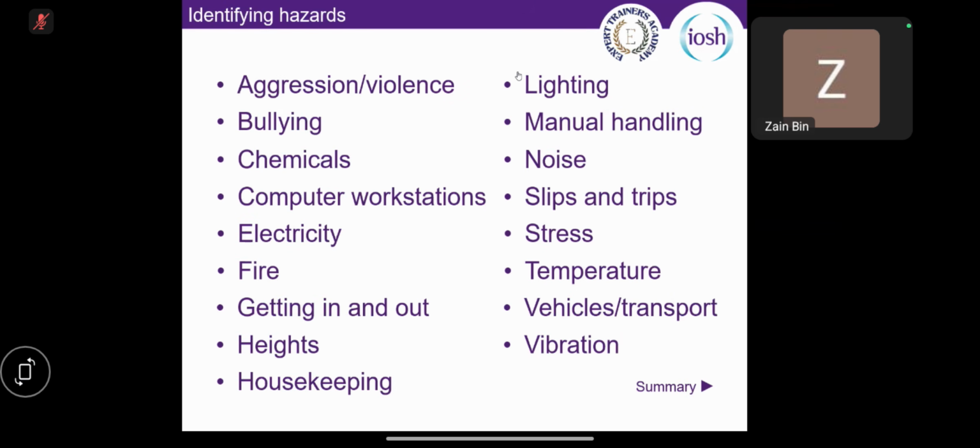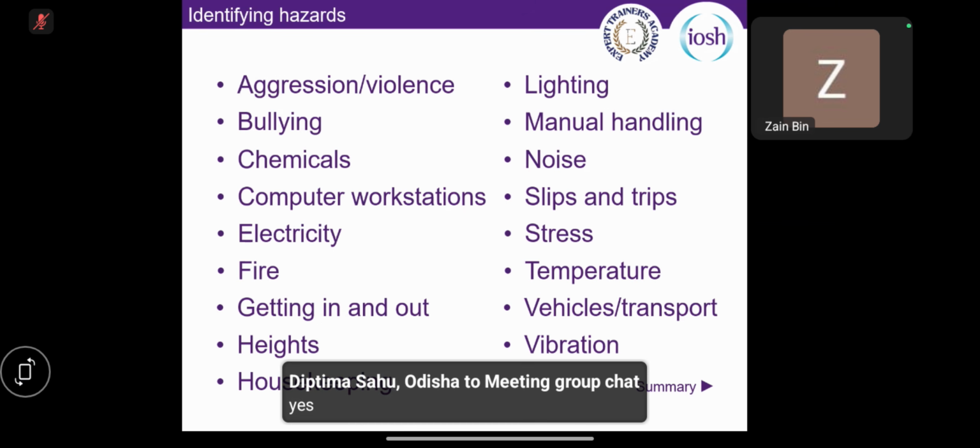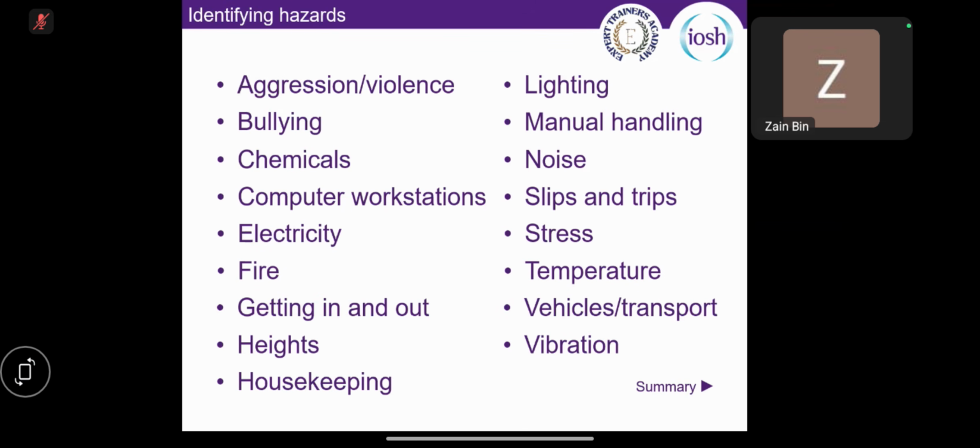So we need to understand, friends, everything is a hazard. If you are sitting at a table, the table itself is a hazard because it has sharp edges. If you are using a pen, the pen is also a hazard because it also has sharp edges. These are some examples of hazards.